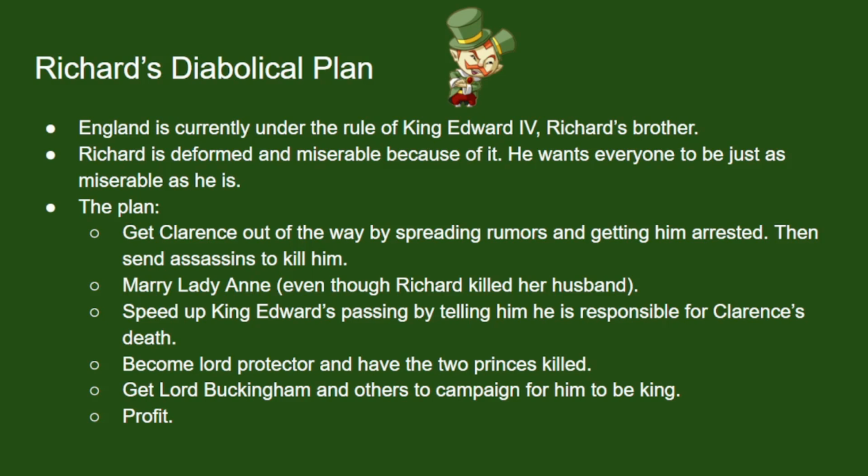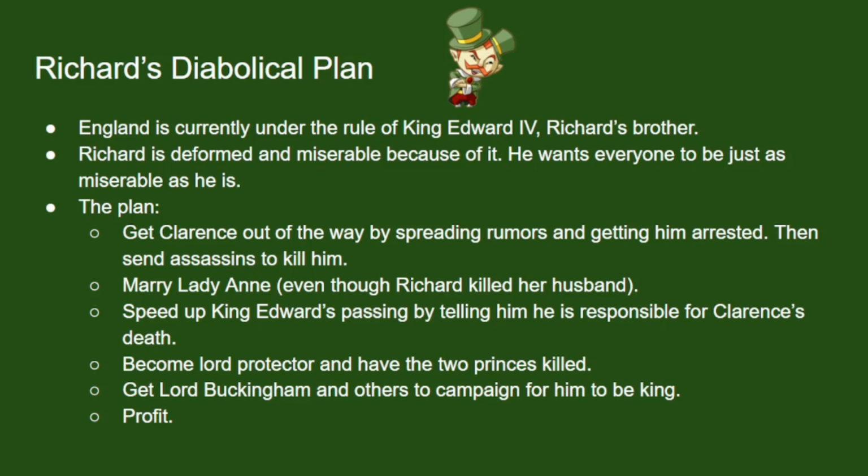First, Richard plots to kill his other brother, George, Duke of Clarence. The plan is to get him arrested and then have him killed later, which is exactly what happens. Clarence is arrested, Richard arranges for a couple of assassins to sneak into Clarence's prison, where they drown him in wine.